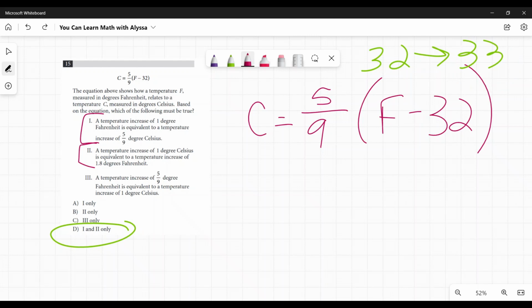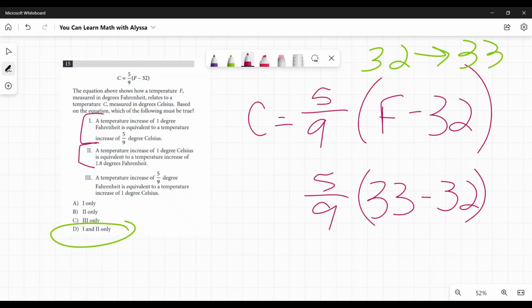What happens when Fahrenheit goes up to 33? 33 minus 32 times 5/9. 33 minus 32 is 1. 1 times 5/9 is 5/9. So in Fahrenheit, we have 33 degrees Fahrenheit. We have 5/9 of a degree Celsius. So that proves number 1 is correct, that is accurate. At which point you could do what I showed you, where you see if number 2 is saying the same thing as number 1, which it is. You would know 1 and 2 only.